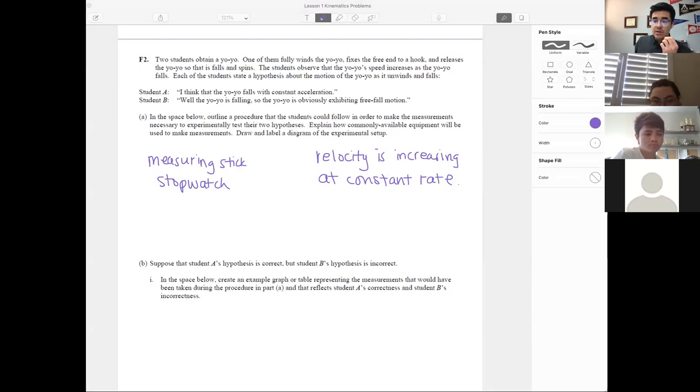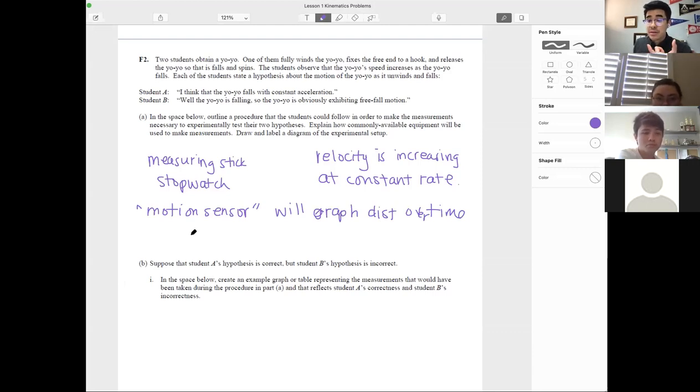One of the things that you can use is a motion sensor. A motion sensor will allow you to track the distance over time. It'll take different dots and graph it for you. So there's nothing wrong with the measuring stick and a stopwatch. It's just that the motion sensor gives you more data points.